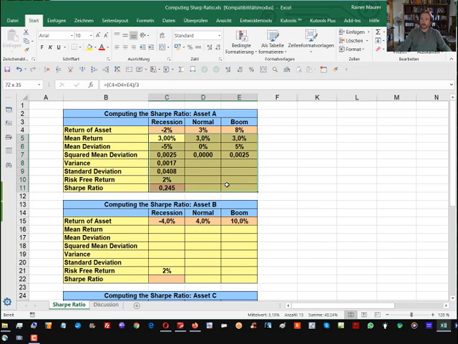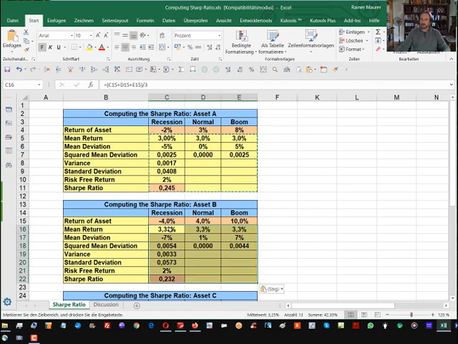Now we have to do the same calculations for asset B. With Excel that is simple. Since we have used formulas, we can simply copy the formulas to the corresponding place of the table, and then we clearly observe immediately that asset B has a lower Sharpe ratio than asset A. So, even though the mean return of asset B is 3.33%, which is larger than the mean return of asset A, which is only 3%.